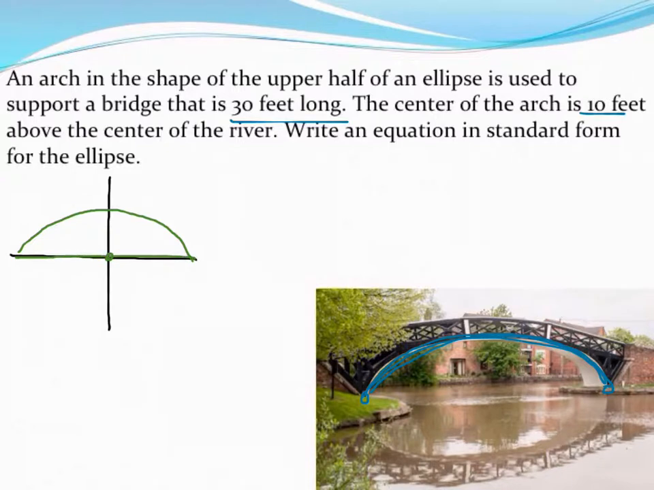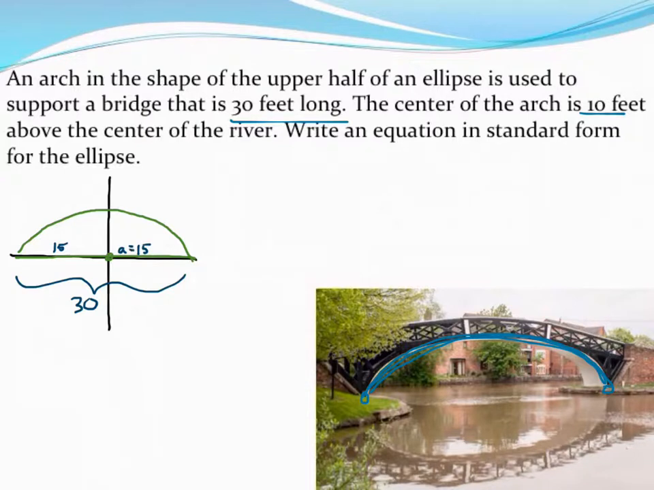So let's add some information to this, and we'll see that this is actually not a very difficult problem at all. They tell me that the entire length of the bridge from end to end is 30 feet. So this distance right here is going to be 30. Well, because I was careful about where I placed that bridge, I should be able to tell that each piece right here, the semi-major axis, is going to be a distance of 15, which corresponds to an a value in terms of an ellipse.